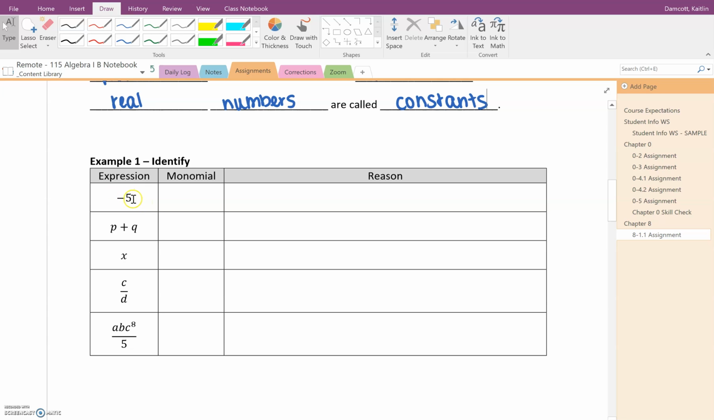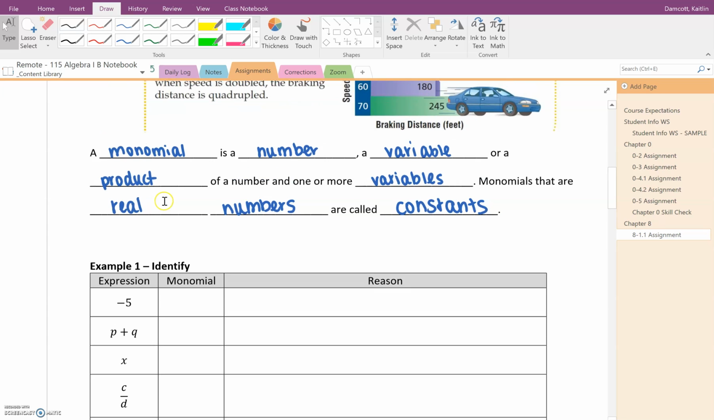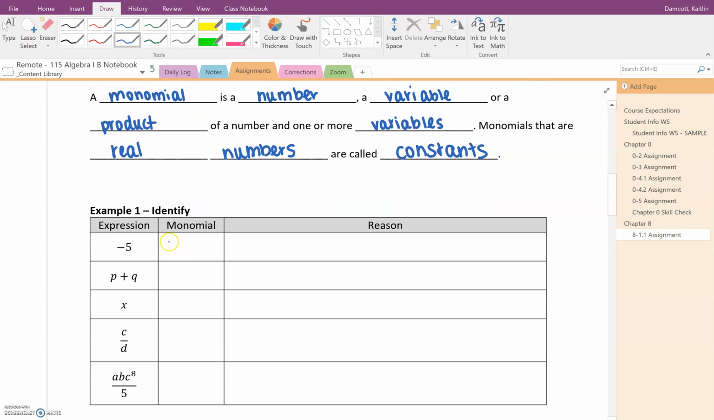Is -5 a monomial? Hopefully you're asking yourself, is it a number? Is it a variable? Is it a product of a number and or variable? And you should answer yourself, yes, it is a number. So under monomial, I'm going to put yes. And then I'm going to say that -5 is a constant. It's a number, and in parentheses, I'm putting that it's a real number. So that's perfect. That's our first example of a monomial.